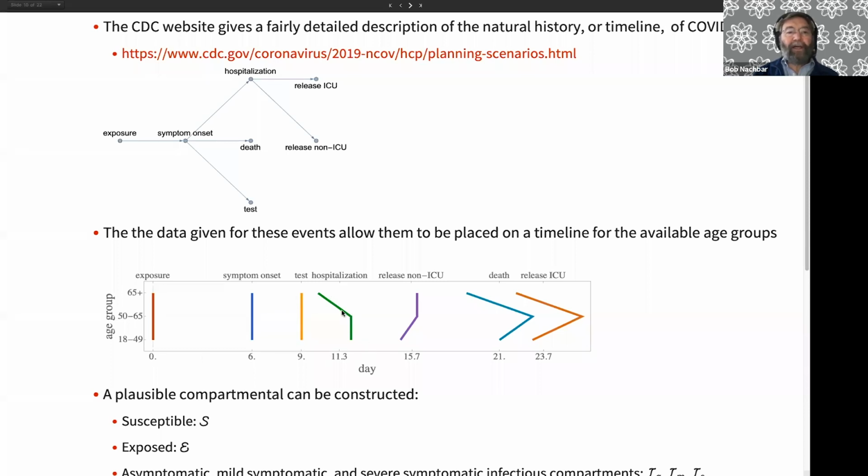If they get hospitalized, it occurs at different rates depending on age. Older people tend to get hospitalized sooner than younger people, but the average time is about 11 days after exposure or first infection. They get released from the hospital from a non-ICU setting at about 15 or 16 days after infection. If they end up in the ICU, they get released after about 3 weeks from infection. Again, very dependent on age, and death occurs at about 3 weeks, and very dependent on age.